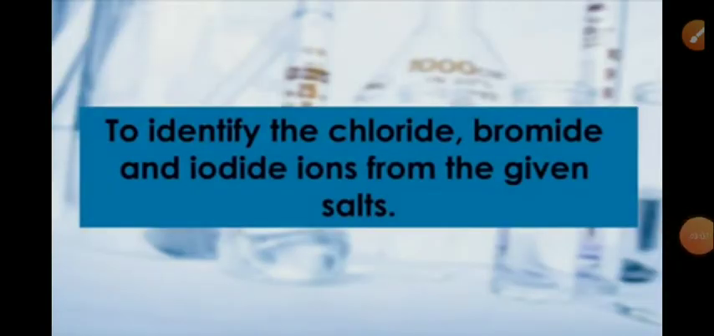Let us see now what experiment we are going to perform here. What is the aim of the experiment? To identify the chloride, bromide and iodide ions from the given salt. This is our aim of experiment number 1. So let us see how to perform it, and then I'll explain about it.